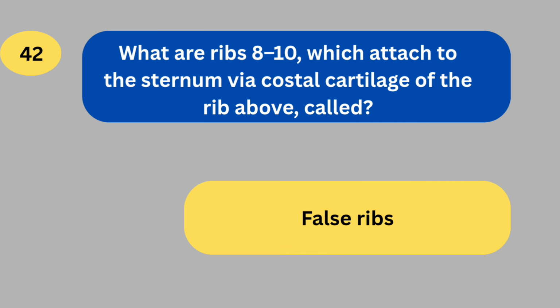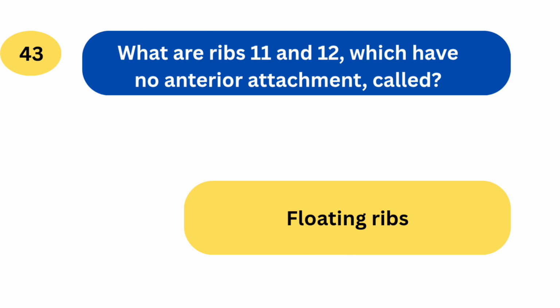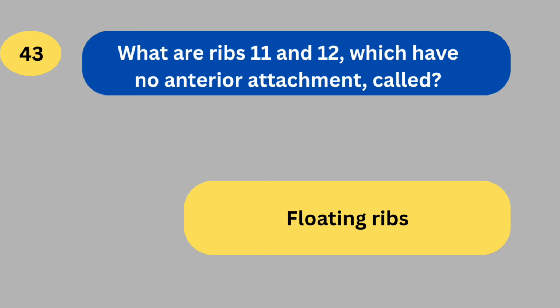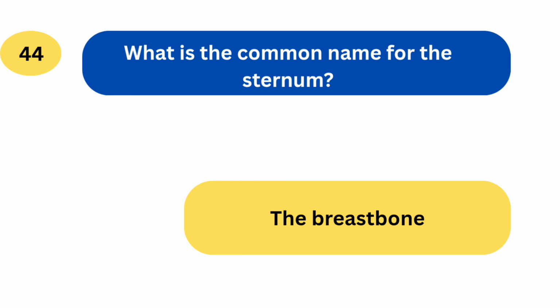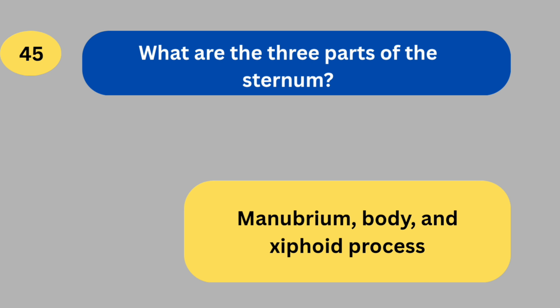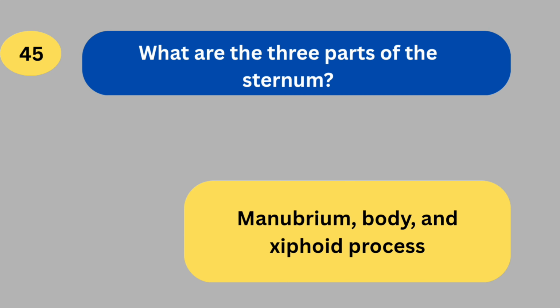Answer: false ribs. Next question. What are ribs 11 and 12 which have no anterior attachment called? Answer: floating ribs. Next question. What is the common name for the sternum? Answer: the breastbone. Next question. What are the 3 parts of the sternum? Answer: manubrium, body, and xiphoid process.